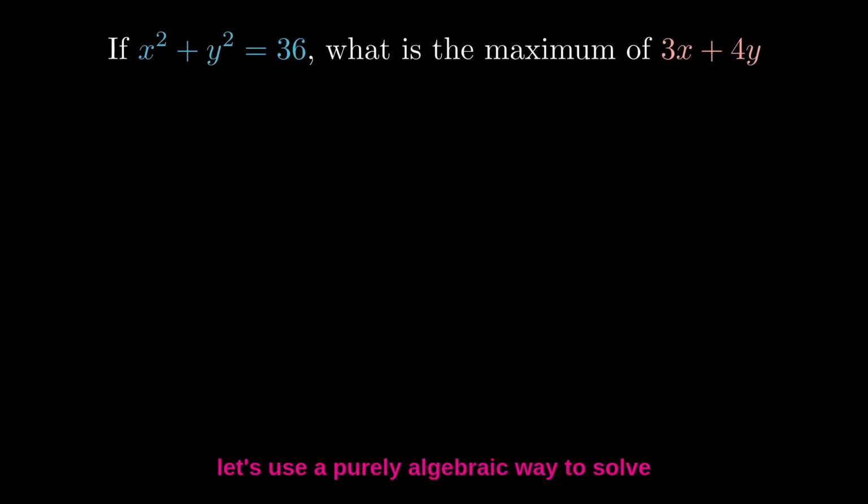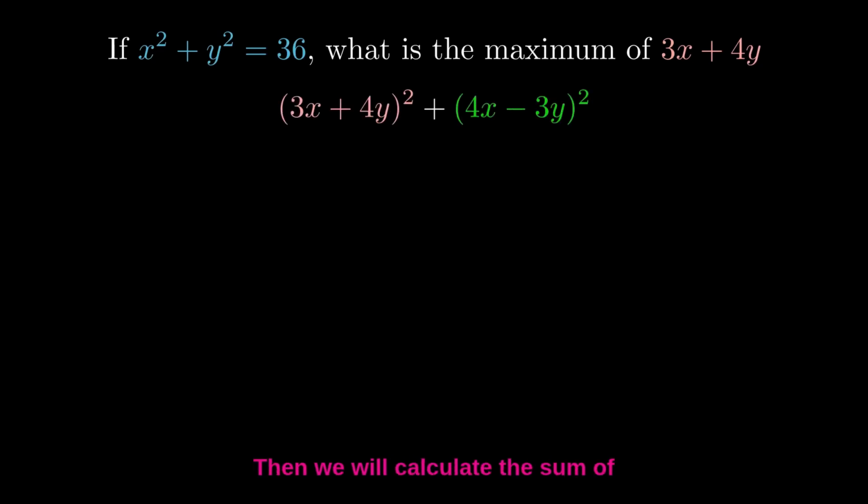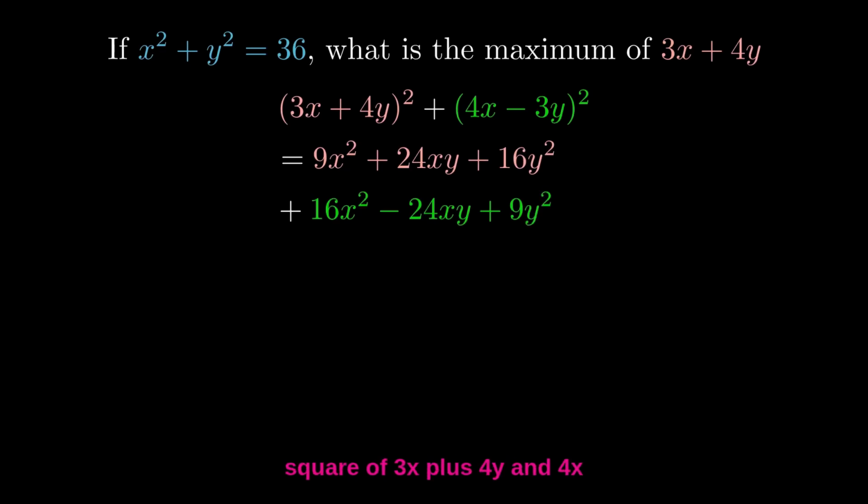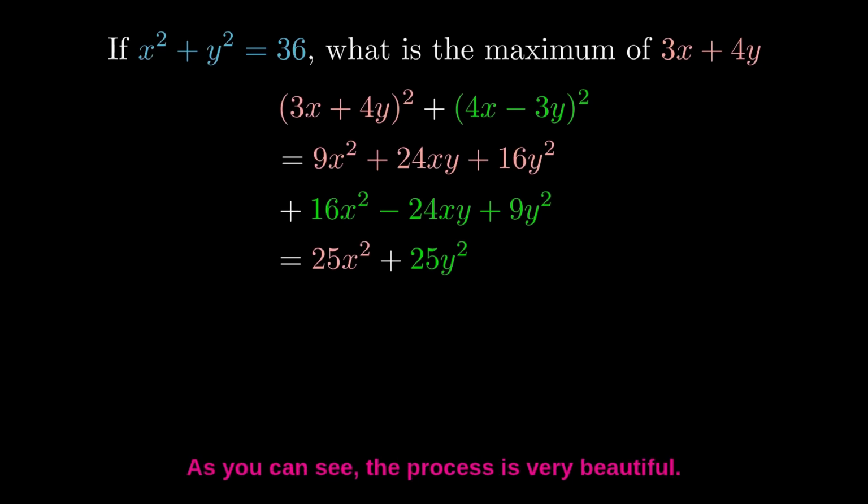Finally, let's use a purely algebraic way to solve this problem. Let's create a symmetric but opposite expression, which is 4x minus 3y. Then we calculate the sum of the squares of 3x plus 4y and 4x minus 3y, and you will see magic. As you can see, the process is very beautiful.